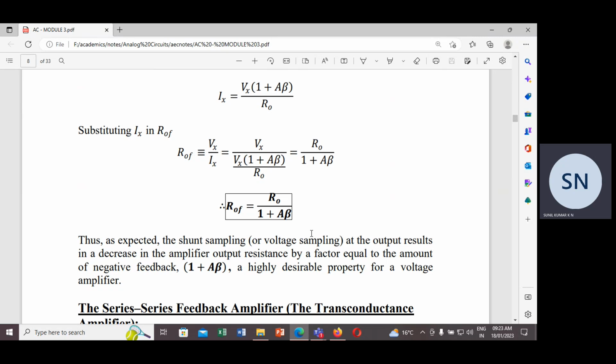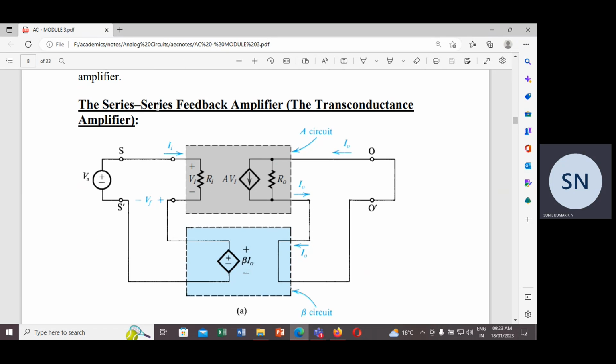The same thing you have to consider for series. In the series part, you can see series across the input side and series across the output side. The input side is a voltage signal and the output side is a current signal. So that corresponding amplifier we are going to call a transconductance amplifier, and for that transconductance amplifier the ideal circuit has been written like this. You can see the output side is a current signal. So I0 is the current signal, and sampling of the current is going to take place in series way. So the output signal is a current signal.